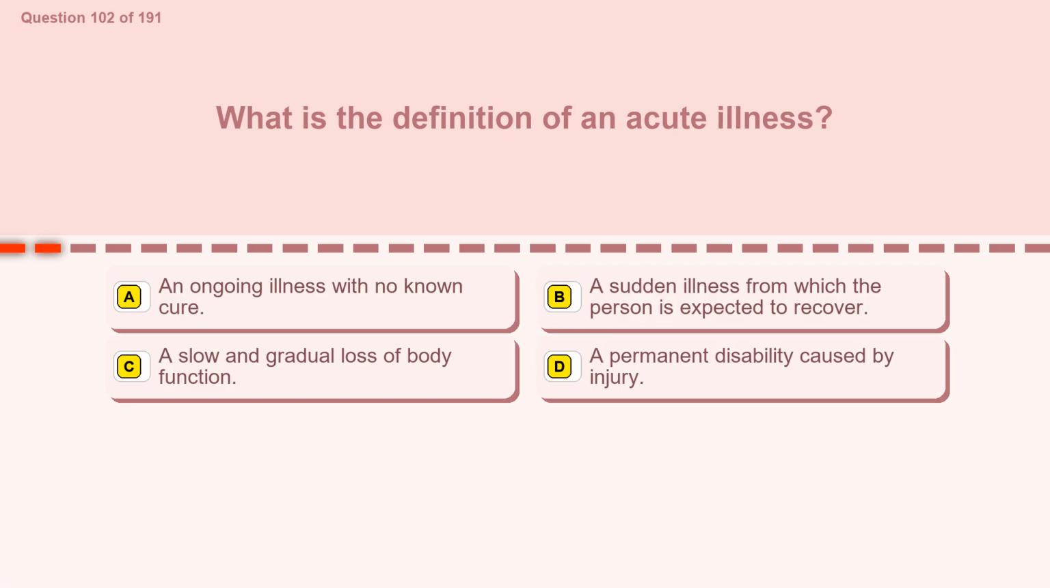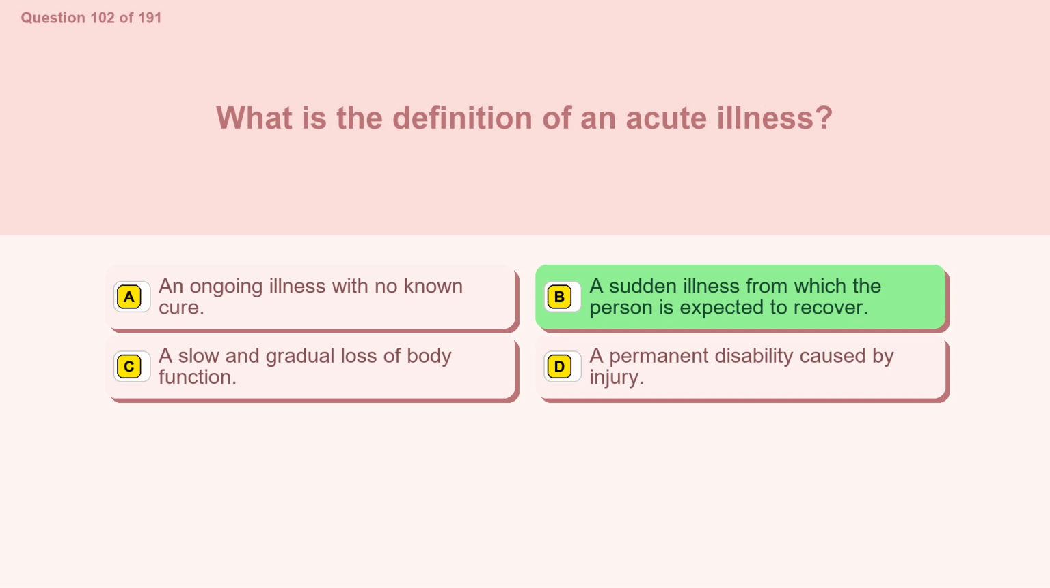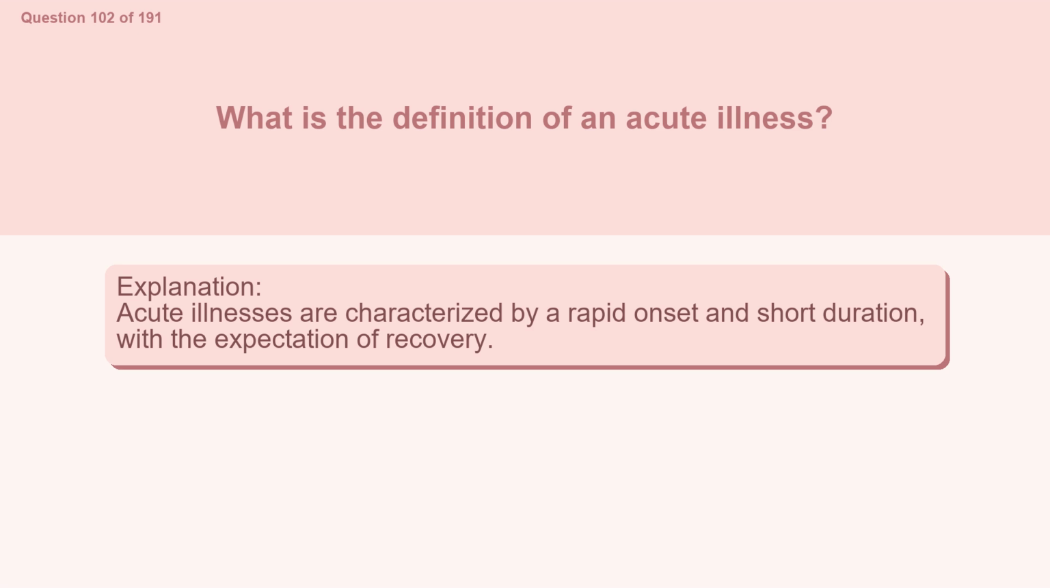Question 102. What is the definition of an acute illness? Option A. An ongoing illness with no known cure. Option B. A sudden illness from which the person is expected to recover. Option C. A slow and gradual loss of body function. Option D. A permanent disability caused by injury. The correct answer is option B. A sudden illness from which the person is expected to recover. Acute illnesses are characterized by a rapid onset and short duration, with the expectation of recovery.